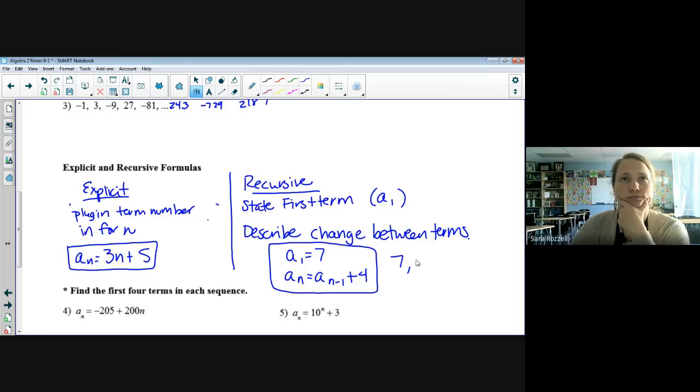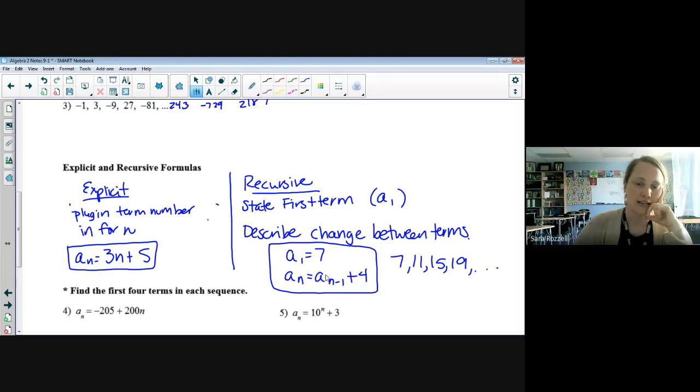So what should I get? 7 plus 4 is 11. Now to get my next one, I take the one that came before and I add 4 to it. So what's my next term going to be? 15. Okay. What's my next one going to be? I want the one that came right before it, plus 4, and that makes 19, etc.